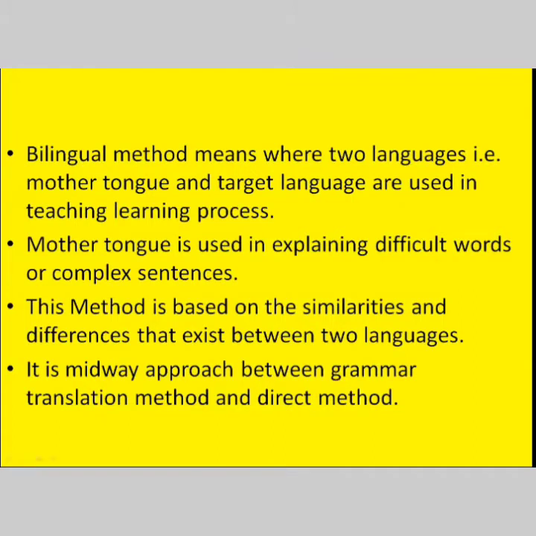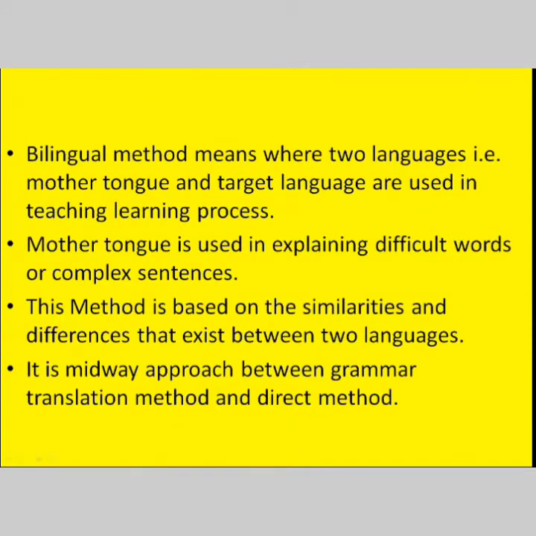We can define bilingual as: a true bilingual is the person who can jump from one language to another easily, and talk fluently about any situation in either the mother tongue or the target language with equal ease, comfortably. So in this method, the mother tongue is used to achieve the target of English language.